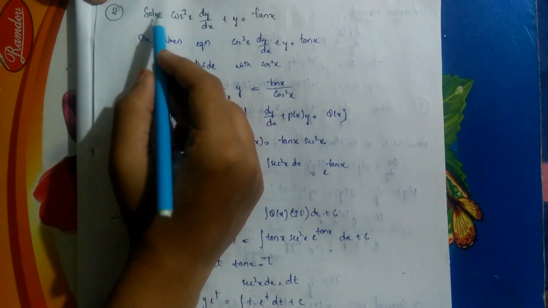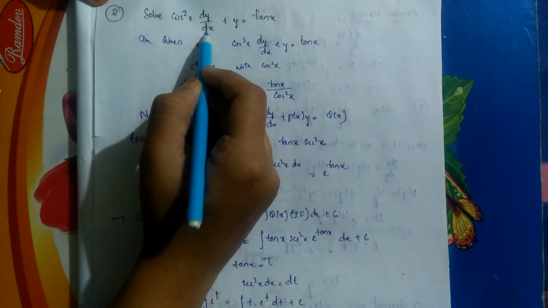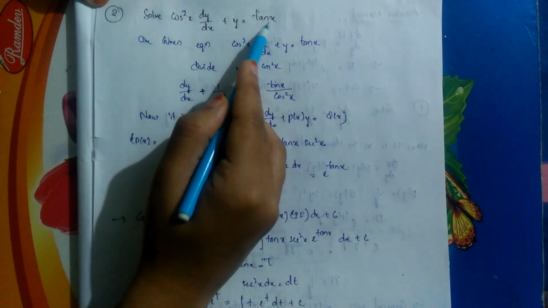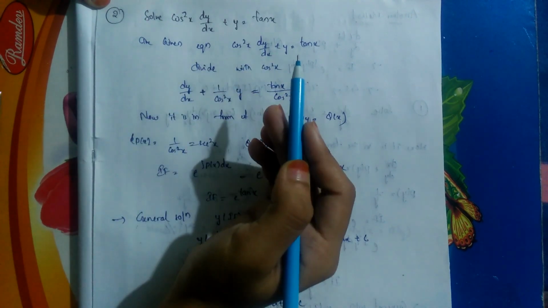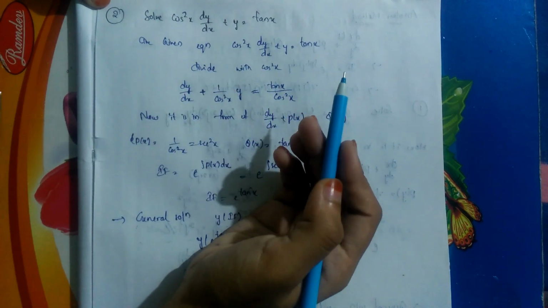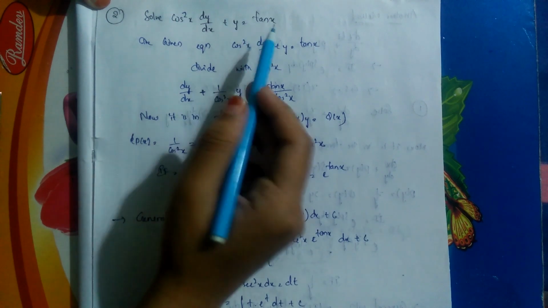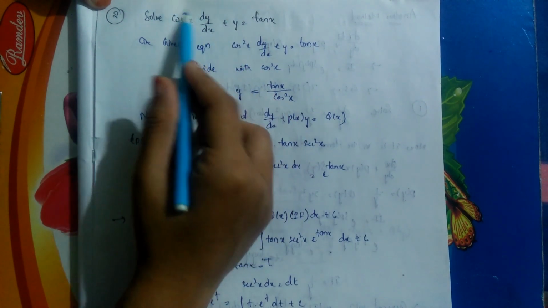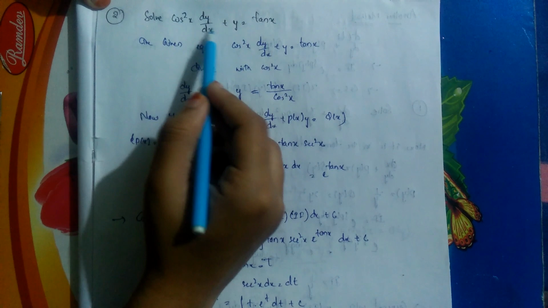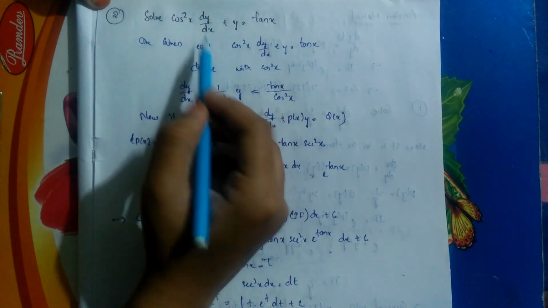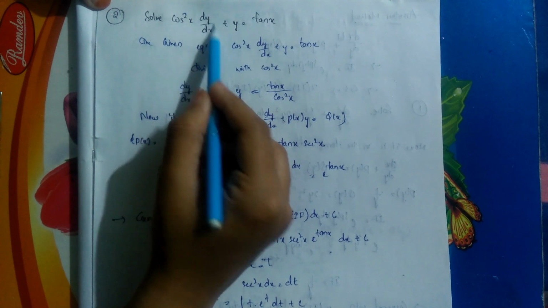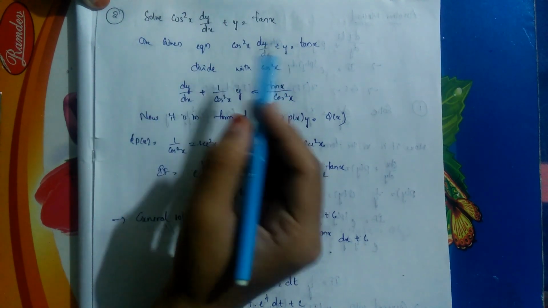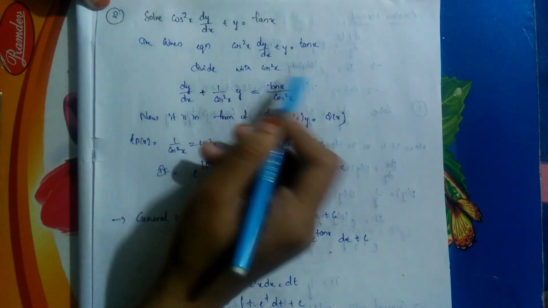Then next question: solve cos square x into dy by dx plus y is equals to tan x. Now it is not in the form of dy by dx plus p of x into y is equals to q of x. To make it into that form, we have to divide this whole equation by cos square x. When we divide it, we get the coefficient of dy by dx as 1. So now divide with cos square x on both sides.